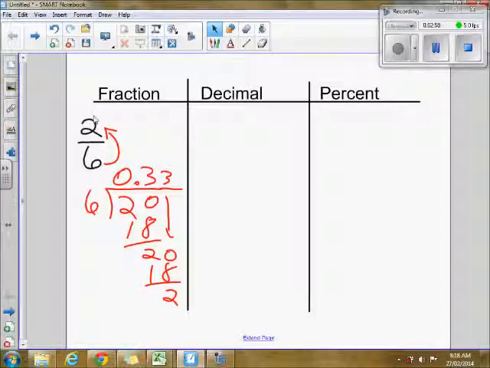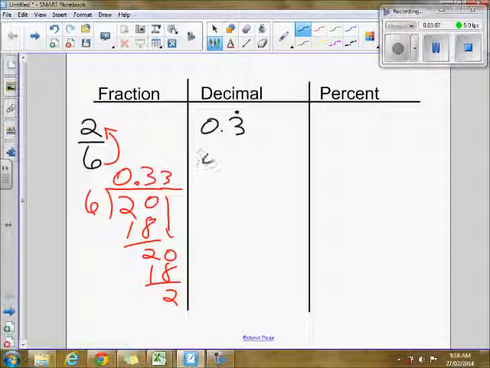So then as a repeating decimal, we go 0.3, and we should put a dot at the top. Now if, let's say, the repeating decimal is 0.313131, for example, then it would be 0.31.